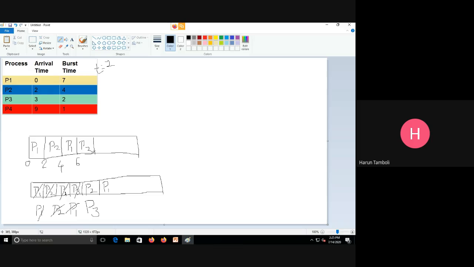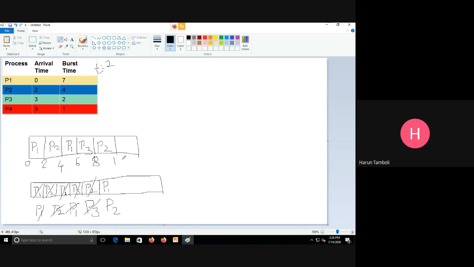Now P3 requires only 2 seconds. So after 8 seconds, P3 will completely execute. P4 has not arrived yet, but P3 is completely finished. So P2 will get the CPU. This is P2.